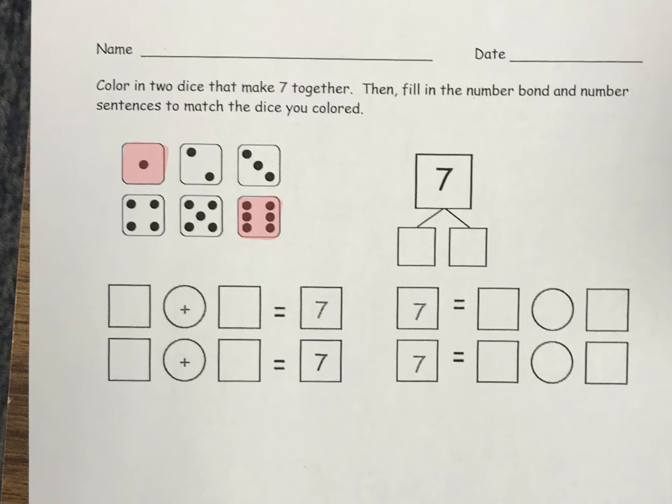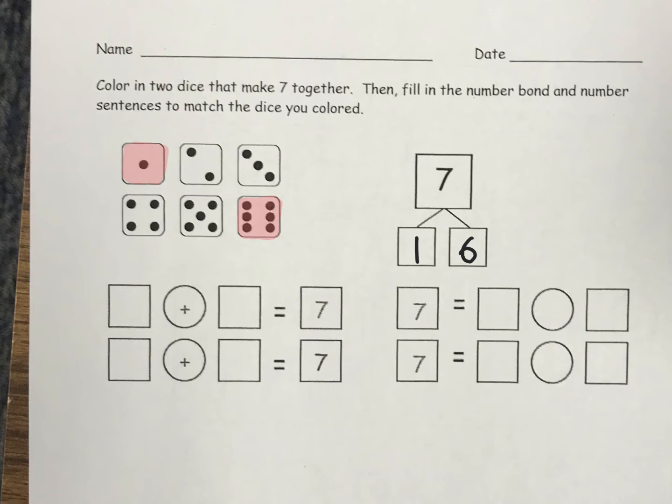So, Emiliano, what's one of my parts? What do we color? 1 and 6. Good job. So right here in our number bond, that's right. 1 and 6. With your pencil, yes. With your pencil now.